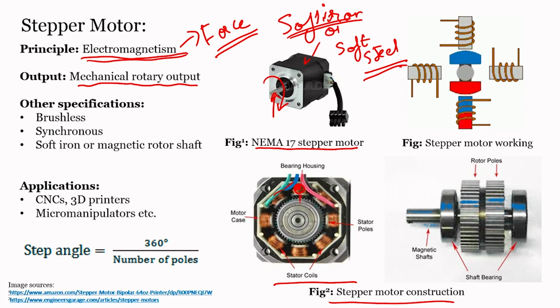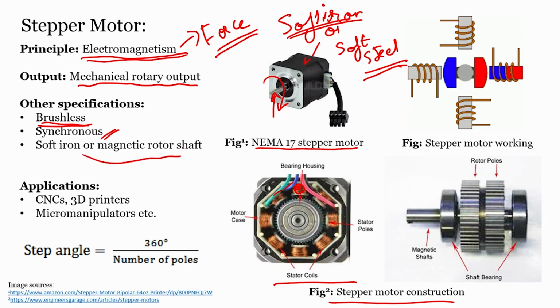The good things about the stepper motor are that they are brushless, so the contact losses are very less, and it's synchronous. It means that whatever signal we give, at a stipulated time or right now, it is going to affect the motion of the stepper motor. So it doesn't have any delay or lag. So it's synchronous, and it has a soft iron or magnetic rotor shaft. I will give you an idea about it.